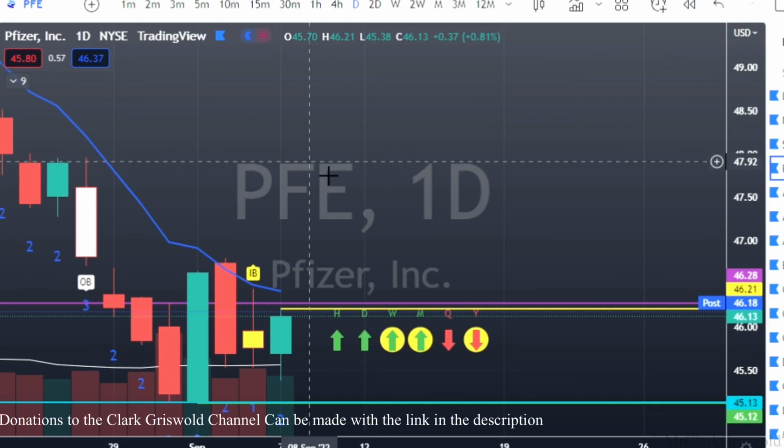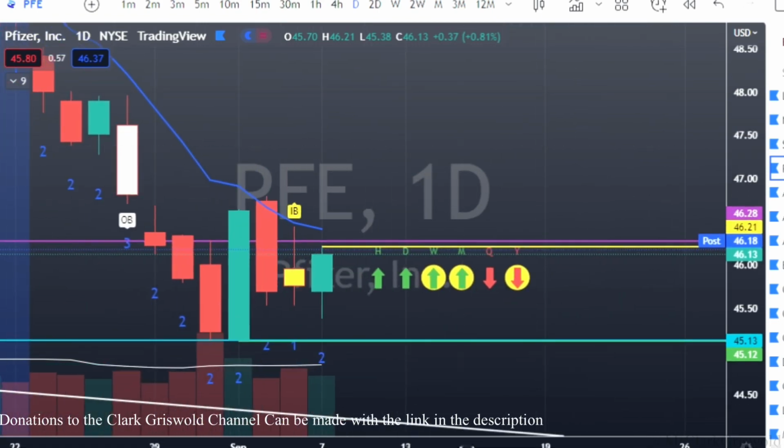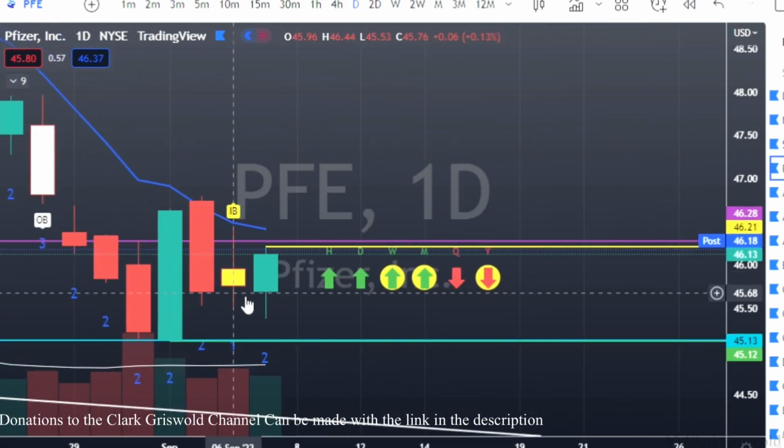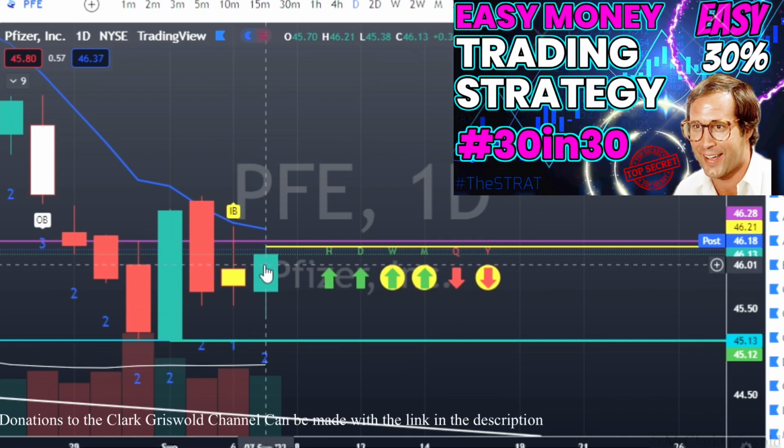We'll start off with Pfizer. So Pfizer had a 2 down that finished green. Meaning we broke the bottom of the previous bar, but we finished green, not red.